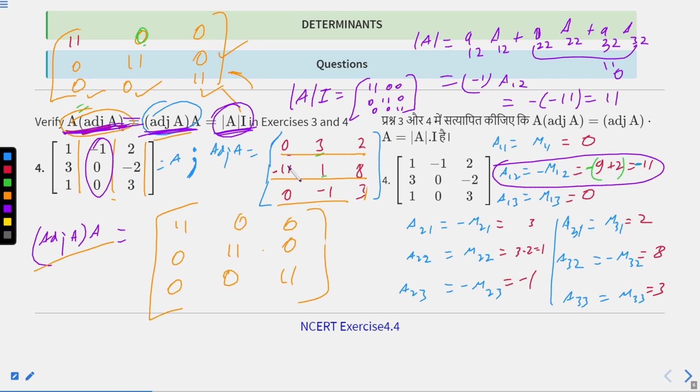Clear? So please be careful with the minors and cofactors, with the signs. Okay, so let us move to the next problem.